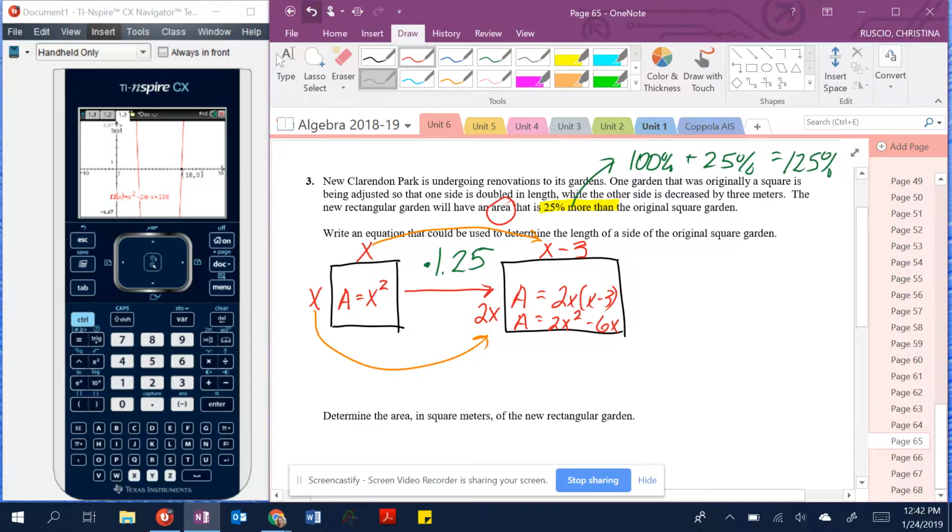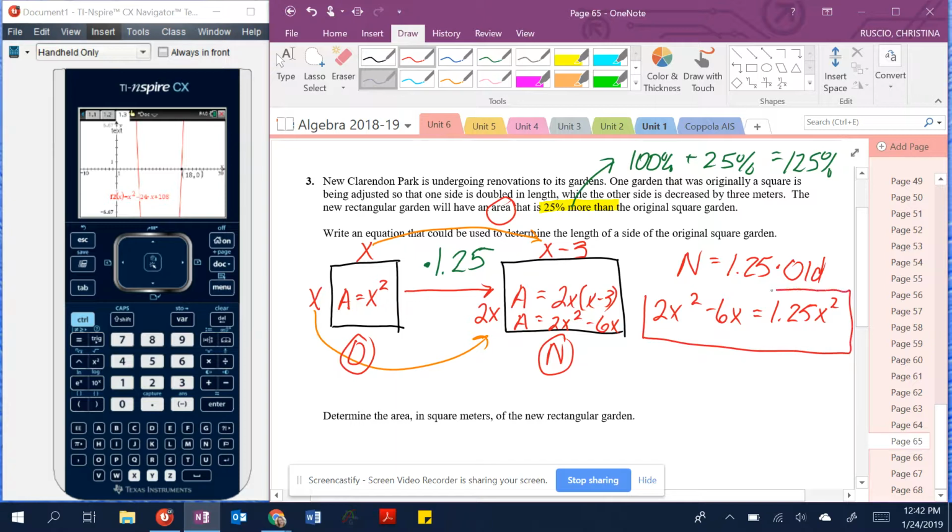All right, so wait a minute. We know that the new rectangular garden, so this is the new, this is the old, we know that the new garden is going to have an area that is 125% of the old. So new is equal to 1.25 times the old. The new, the 2x squared minus 6x, is going to be 1.25 times the x squared. Interesting. There's my equation.